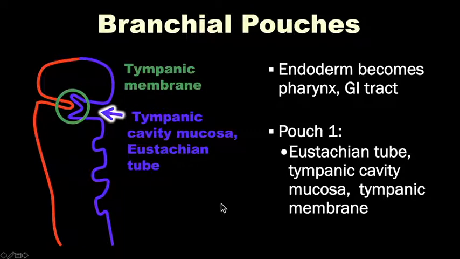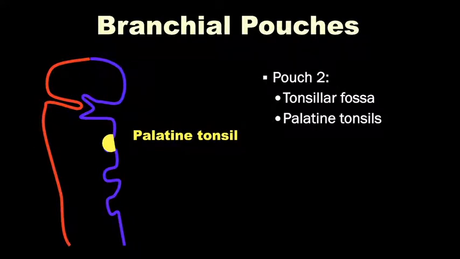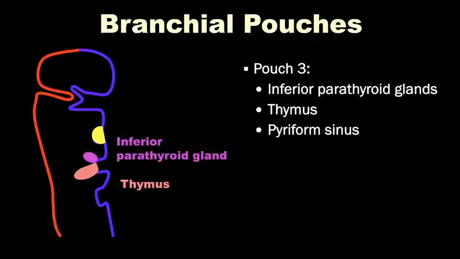The first pouch, together with the first cleft, again will form the tympanic membrane. It also forms the tympanic cavity mucosa and the eustachian tube. The second pouch will form the tonsillar fossa, and with help from adjacent mesoderm, the palatine tonsils. The 3rd pouch gives rise to the inferior parathyroid glands, thymus, and part of the piriform sinus.